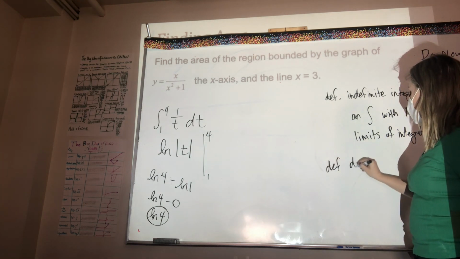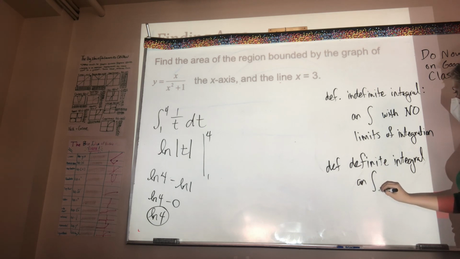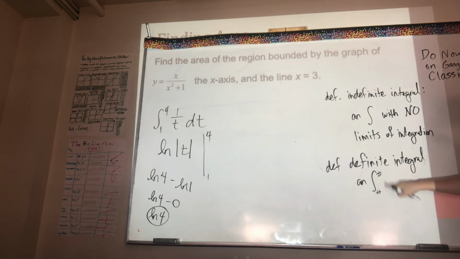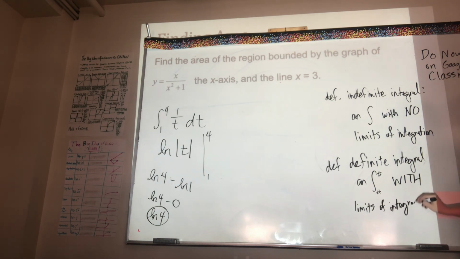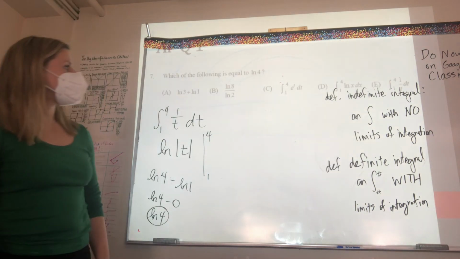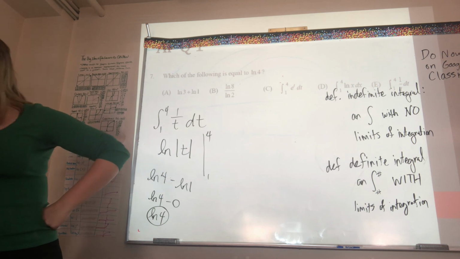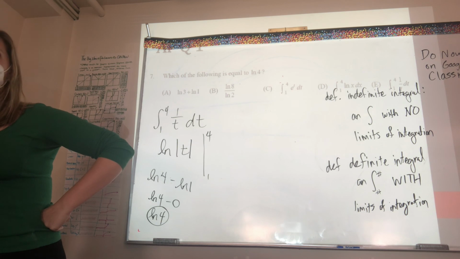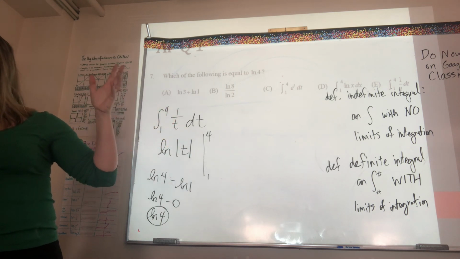Okay, another definition. Definite integral: an integral that's basically going to look like this. It's going to have numbers here with limits of integration. So, on this AP question, the answer E, was that an indefinite or a definite integral? Definite. Why is that a definite integral? Because there are numbers. What do we call those numbers? Let's use the new vocabulary. Limits of integration. It is a definite integral because the integral has limits of integration.